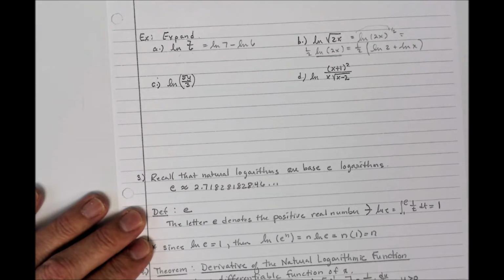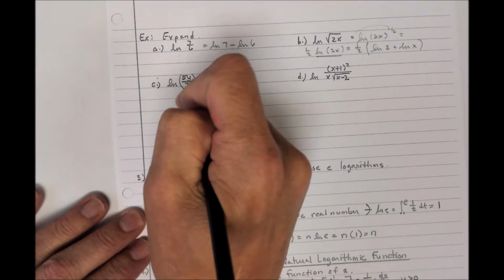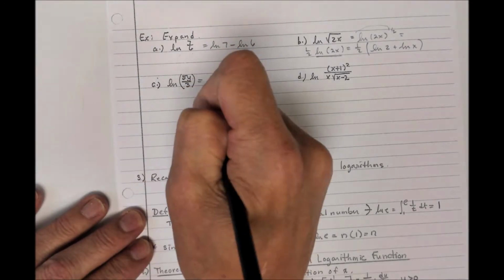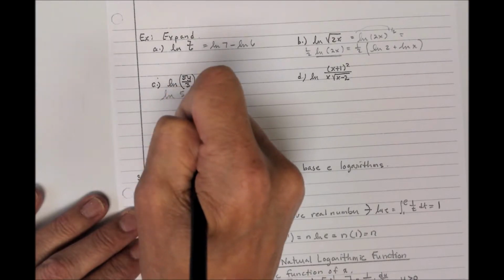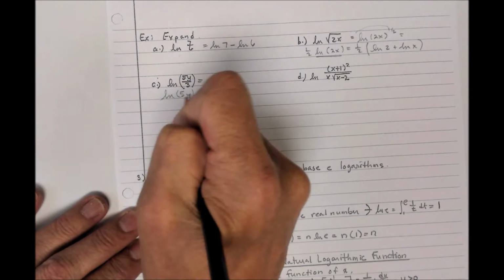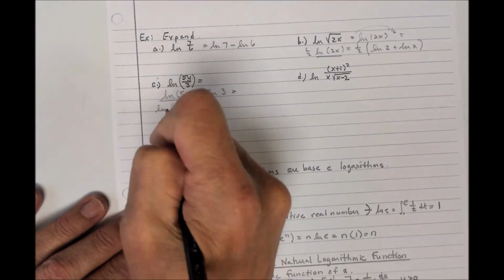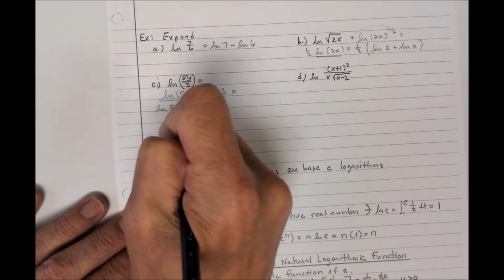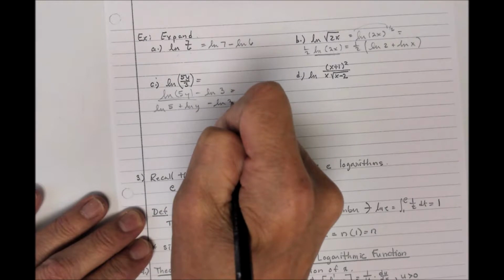Now if you want to distribute the 1/2 and get rid of the parentheses, that's fine as well. This next one is going to use property 3 with the quotient. This is the natural log of the numerator, 5y, minus the natural log of the denominator, 3. But this first part is a product, so I can do property 2, which says that this is the natural log of 5 plus the natural log of y, and then of course minus the natural log of 3 on the end. And I've expanded it.